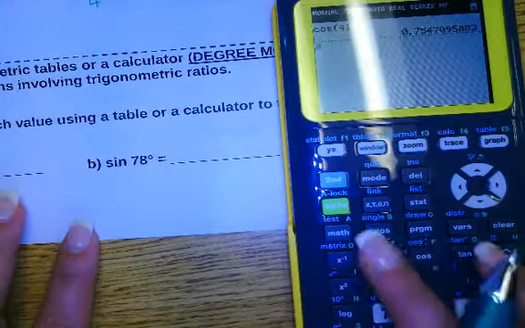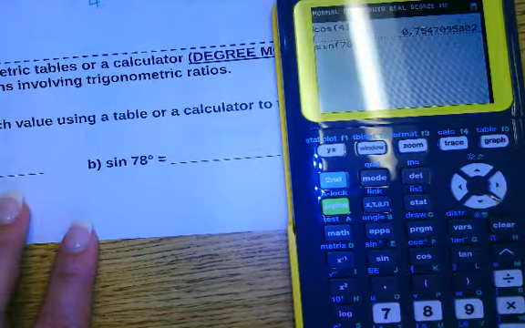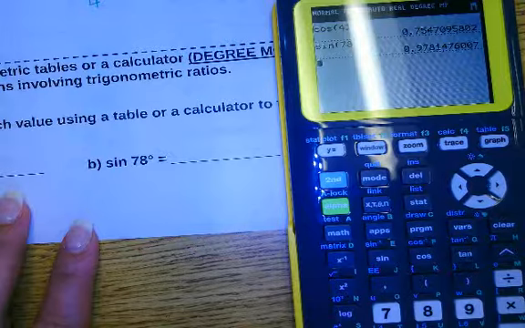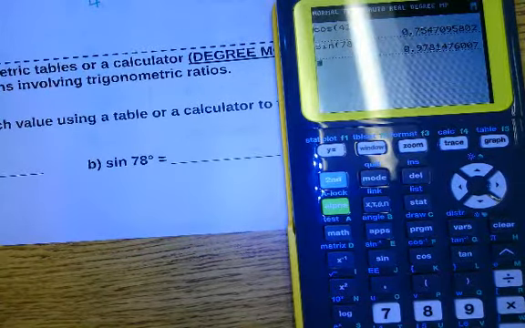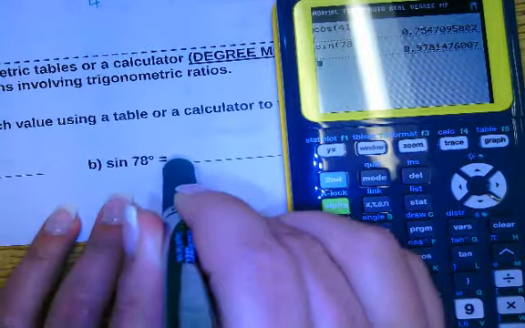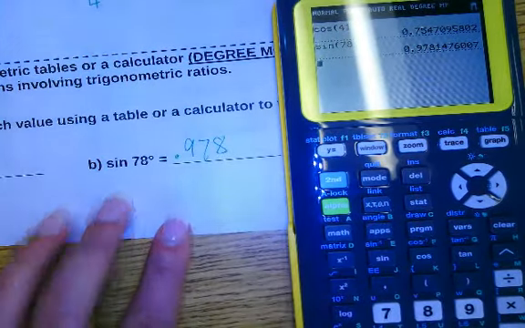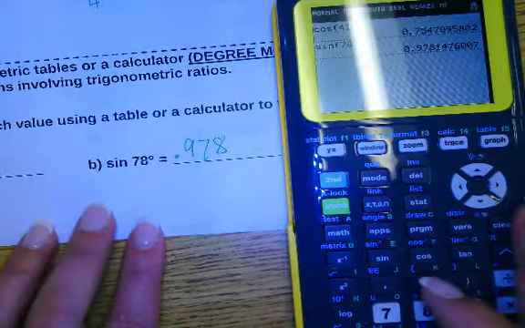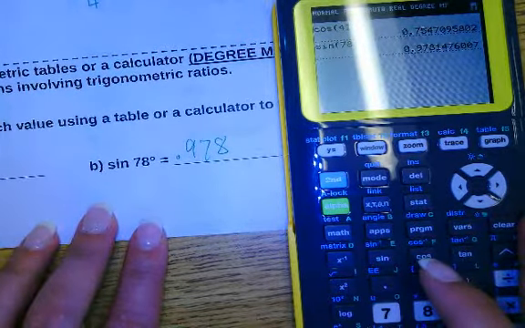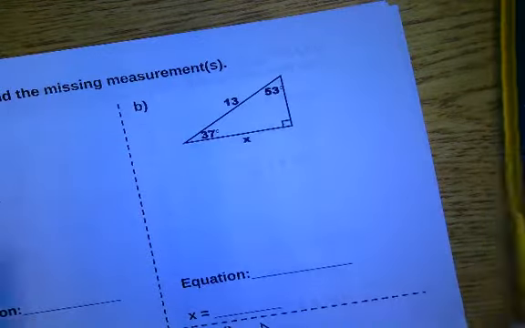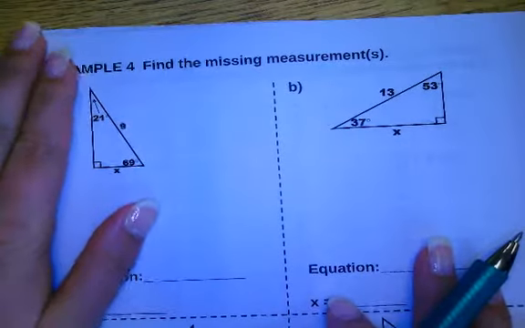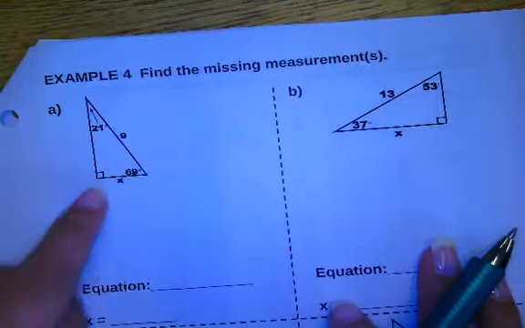Okay, do the same thing for sine. Sine 78. Guys, to the nearest thousandth, what's the sine of 78? 0.978. Questions on the calculator? Okay, so most importantly, make sure you are in degree mode. Alright, so example 4, now we're finding a missing measurement. We have 21 degrees, 69 degrees, and we need to know x.